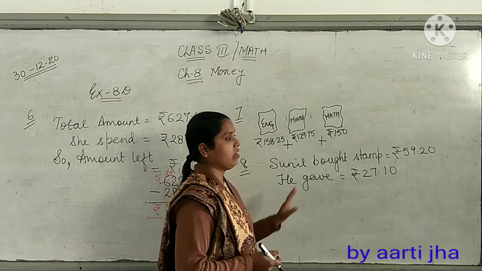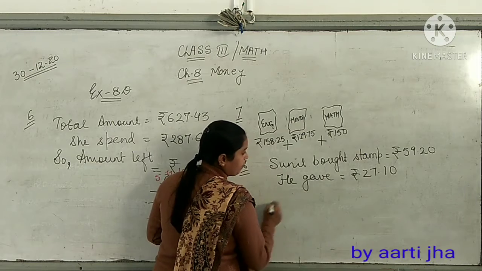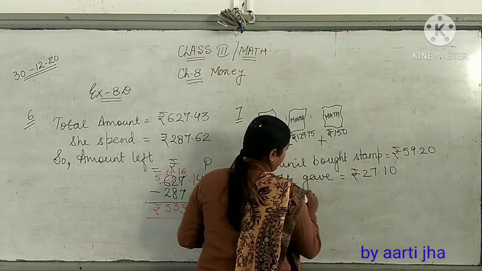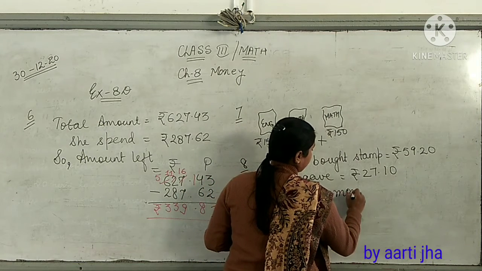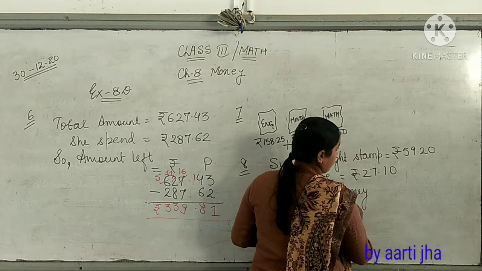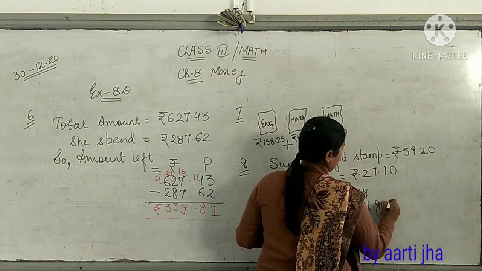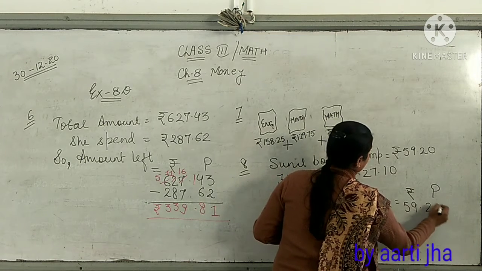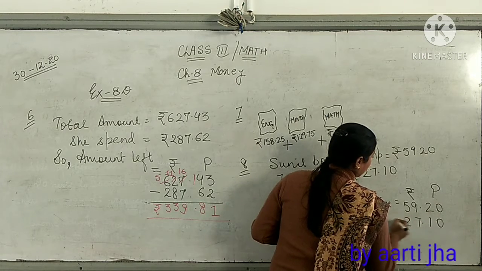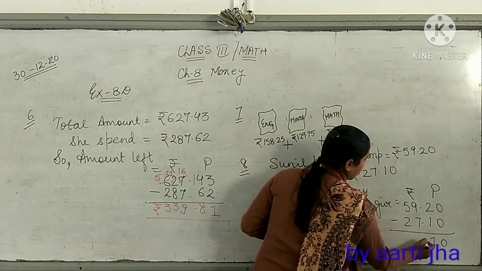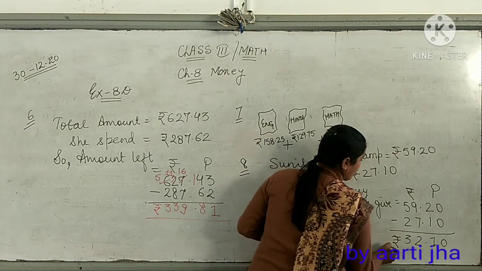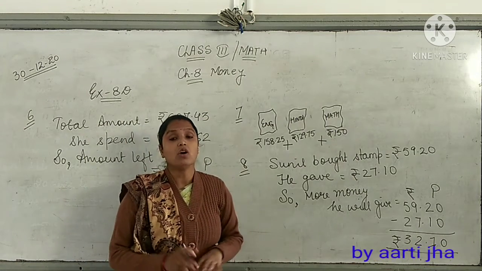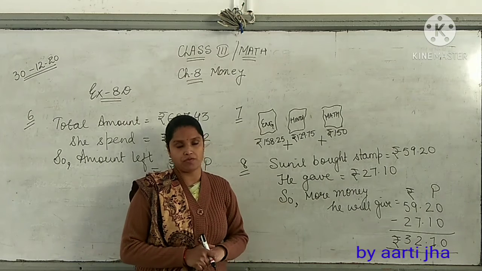So similarly here, what we are going to do is find out the left out amount, that is, how much more money he has to give. Again make the columns of rupees and paisa, write the amount here, and then do the subtraction. You will get your left amount which he will give to the shopkeeper, that is the person who is sitting at the counter of the post office.